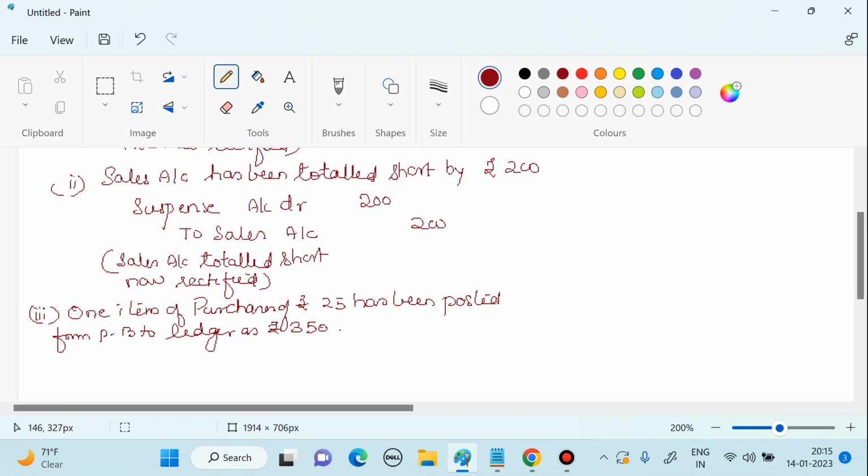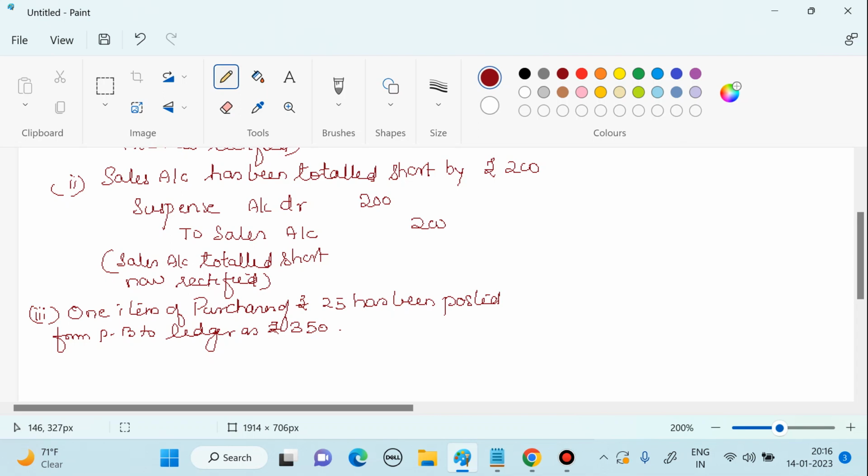Individually you post into creditor's account in the ledger. So here they're saying one item of purchase 25 was posted, which obviously means it is not the total of the purchases book. Therefore, it is not purchase account. It is the creditor's account where there is a mistake. The purchase was 25 rupees, but when they posted into the creditor's account in the ledger, they posted 350. So extra 325 has gone into the creditor's account.